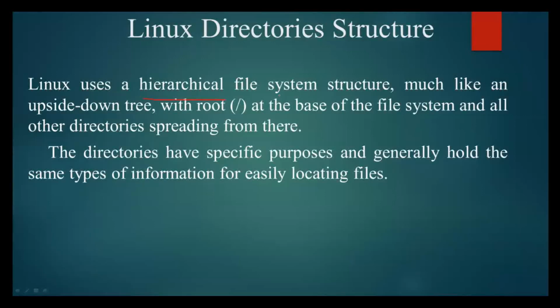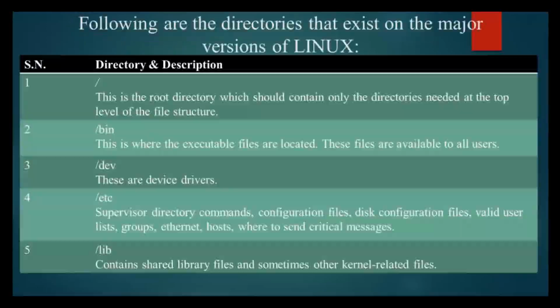Here Linux uses a hierarchy of file structure, that is an upside down tree, top to bottom. Okay, it is following a top to bottom approach. The top we indicate by using the root symbol, that is forward slash, at the base of the file system, and all the other directories spread from the tree. These directories have some specific purpose and generally hold the same types of information for easily locating files. See, they are given elaborately.